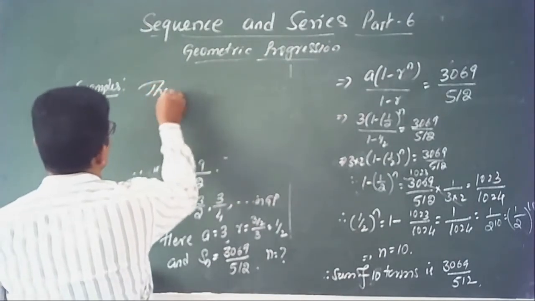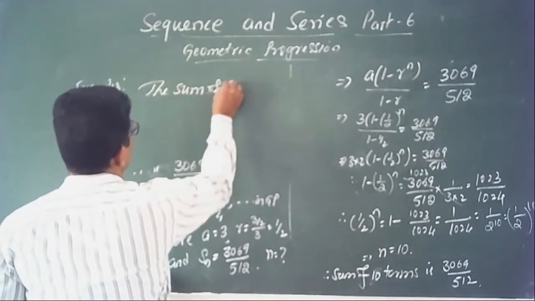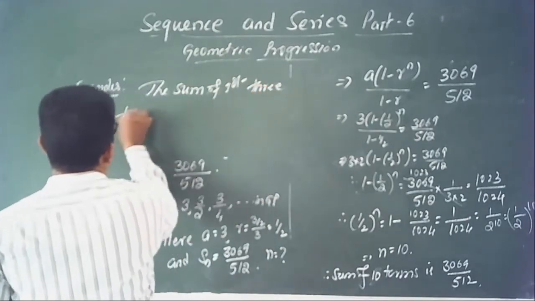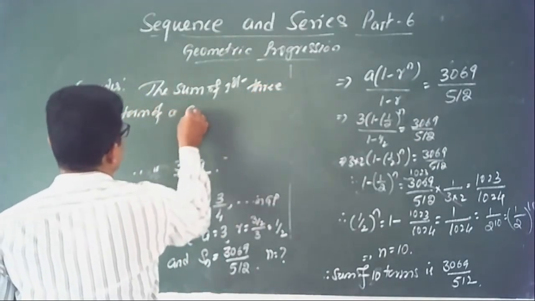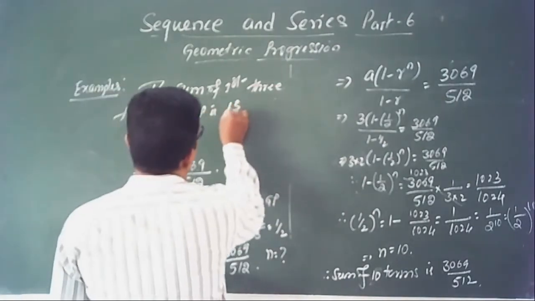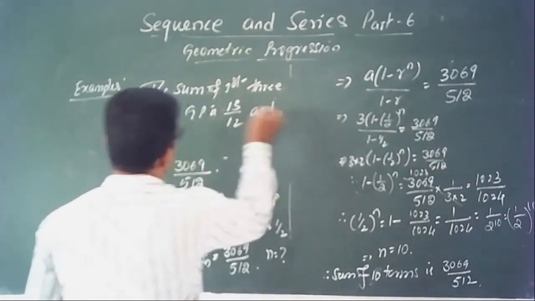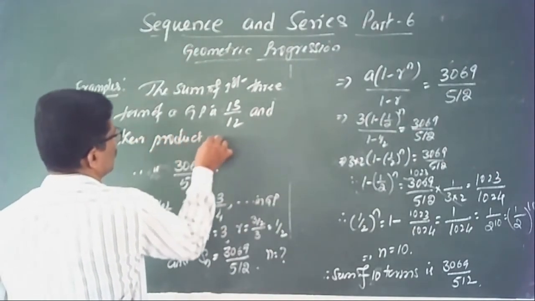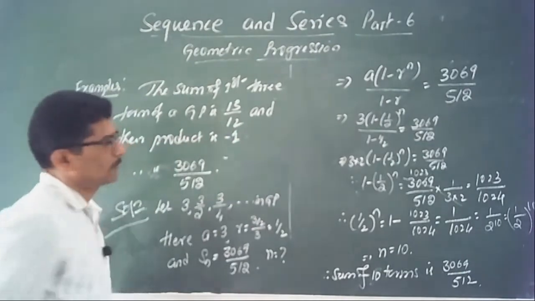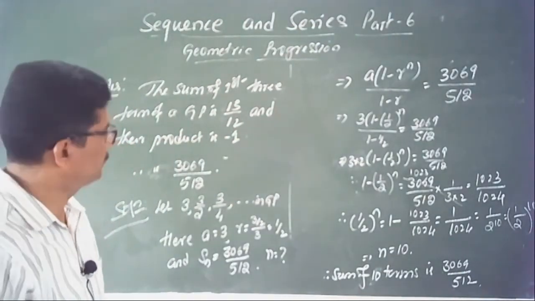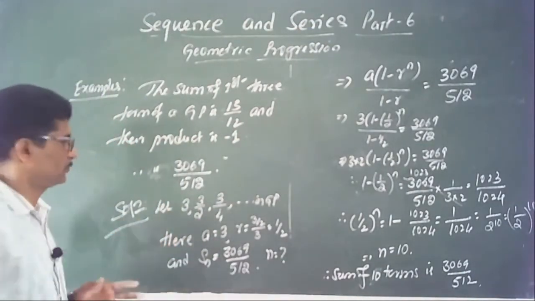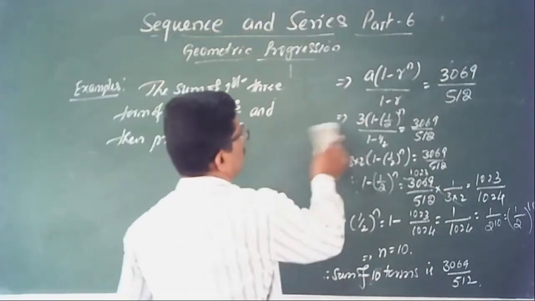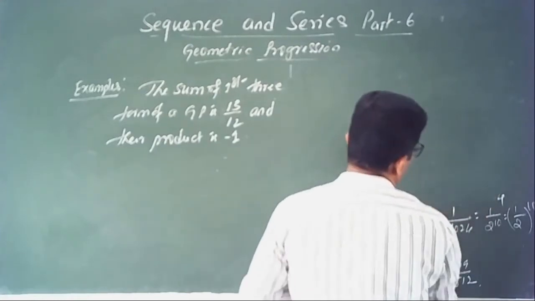Sum of 3 terms of a GP is 13 divided by 12 and their product is minus 1. Actually these are 3 or 4 mark questions. They are given in the same way, and this type of problem has already appeared in previous years.